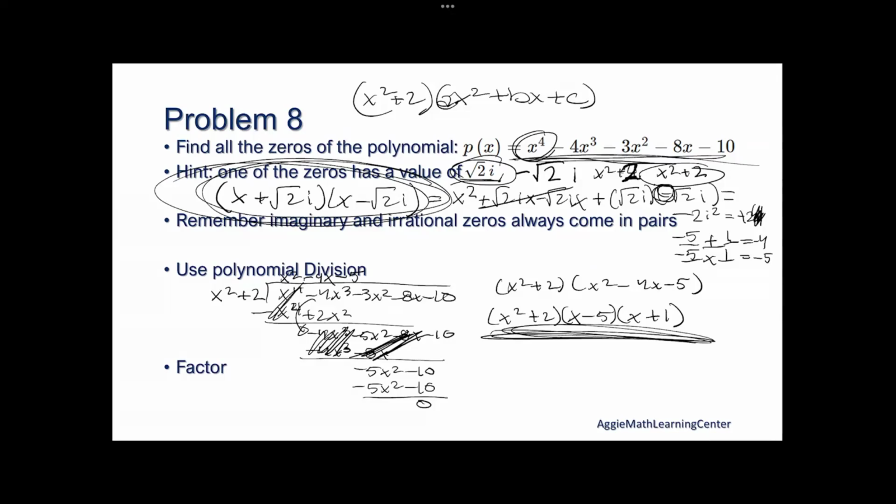Awesome. Any questions on this? Just to make sure, our answer for this one would be +5, -1, and then x plus or minus square root of 2i. So we have two real rational roots, because -5 and +1 are rational, and we have two imaginary roots. And those add up to 4, which is exactly what we want, x to the 4th.